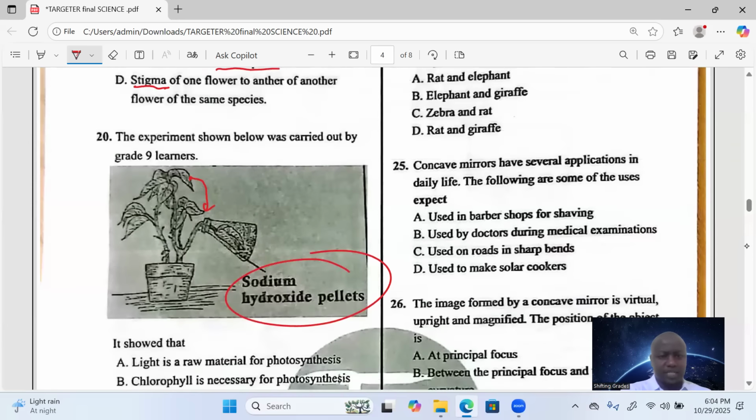So there are several measures that can be taken to confirm that each of the factors required for photosynthesis is a necessity.